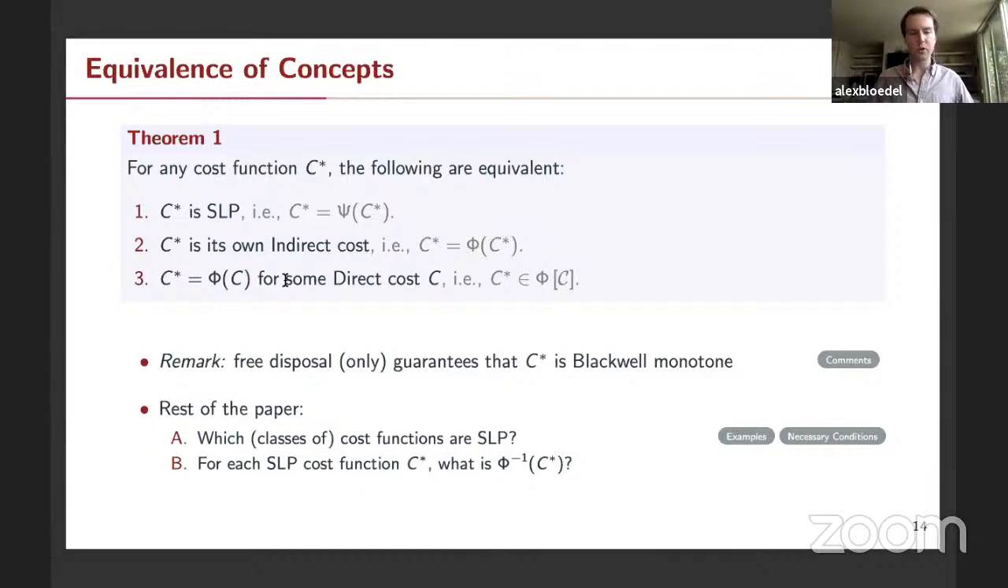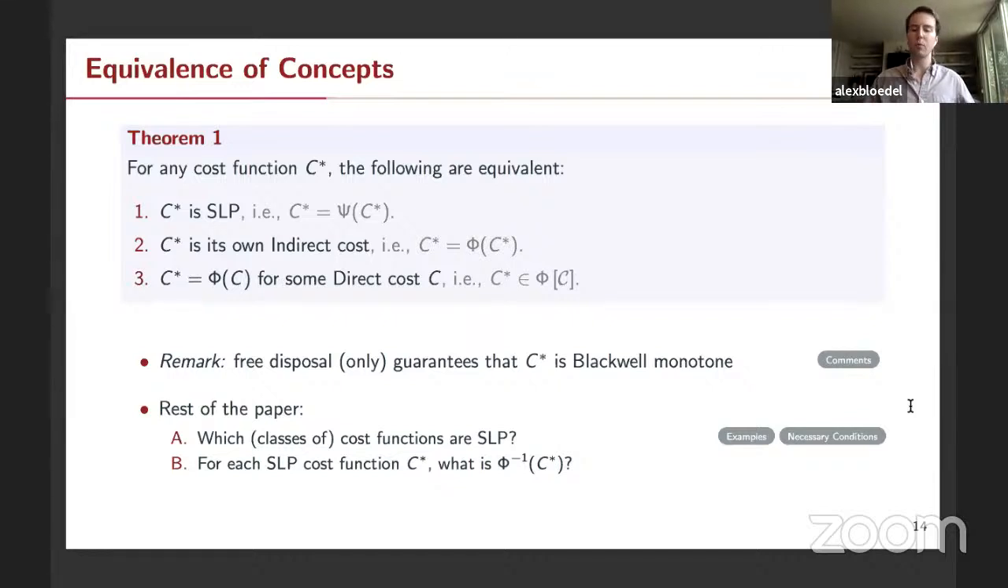So then, as I mentioned earlier, the rest of the paper uses this equivalence to ask two questions. First, which classes of cost functions are SLP? And second, for each SLP cost function C star, what is the preimage of that cost under this phi mapping? In other words, what is the full set of direct costs that could have generated it?